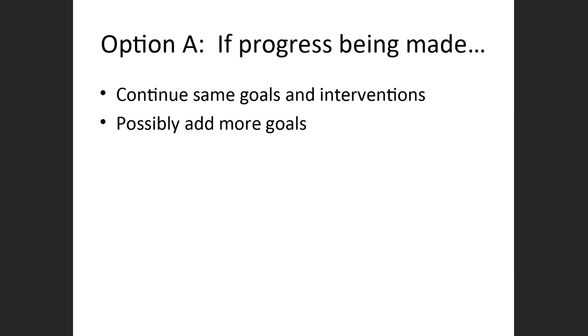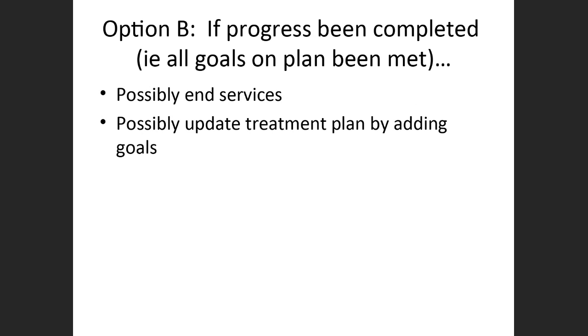So option one of what you might be doing is keeping on the same path because you were doing a good plan, you were showing some progress, you just maybe haven't gotten to fully completing the goal. Now, another thing that might come up is that you met the goal. Not only were you on the right path, everything was going great, but you accomplished the goal. So you might be at a point that, okay, we're going to end services now. You've made progress, we've set out what we're going to do. Or we might say, we're going to end that goal and update your plan to add some more goals.